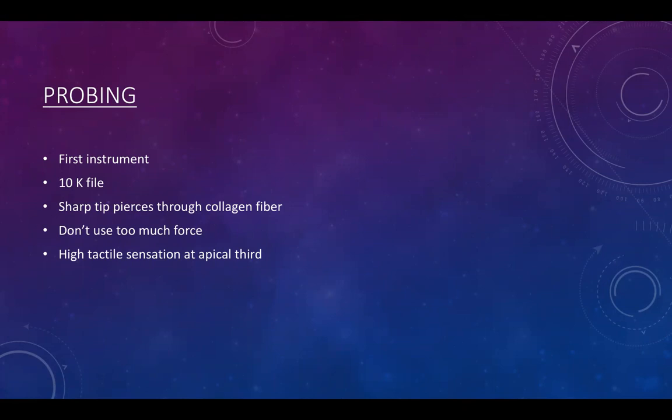The apical portion of the canal is where most of the pulp ramifications or the branching are located, and the turns, or the curvatures. And there are more firm and more fibrous tissues located in the apical third of the canal. So it's very important to have a high tactile sensation and be very careful while we're probing the apical third of the canal.